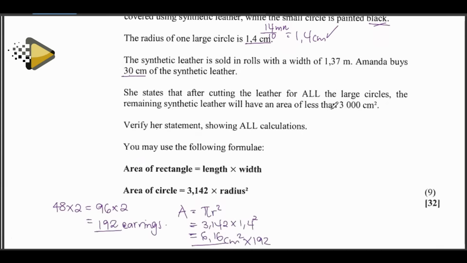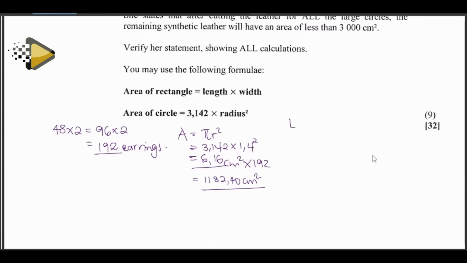someone has bought? Now, we have meters and centimeters. So this has to change into centimeters before we calculate the area of the roll that she bought. So we shall say 1.37 meters, let's do it here. The length is going to be 1.37 times 100, giving me 137 centimeters. So the width is going to be 30 centimeters.